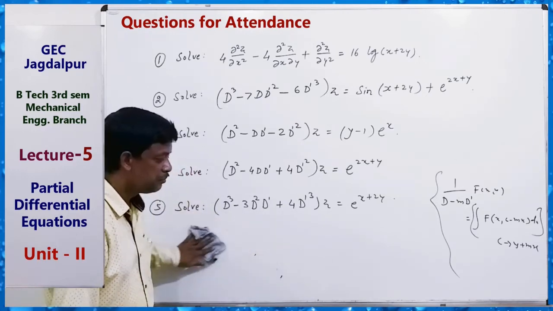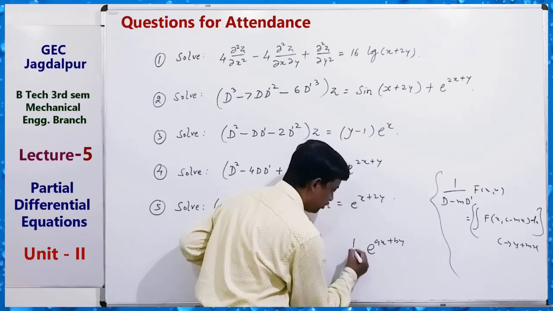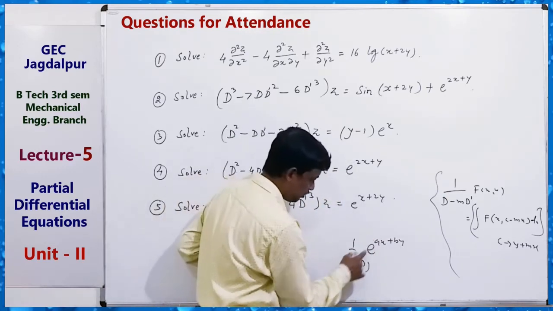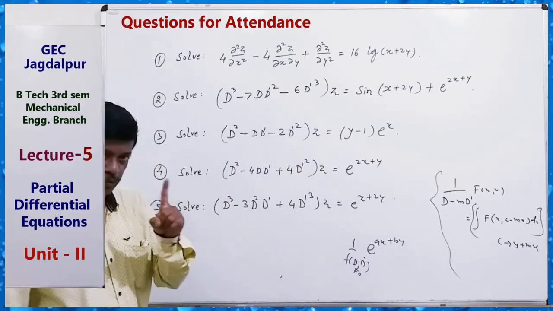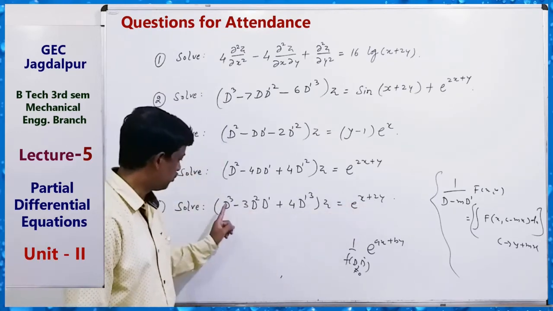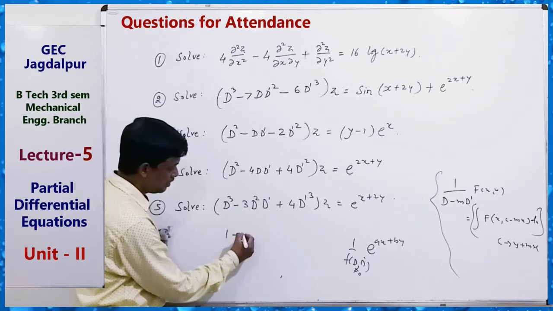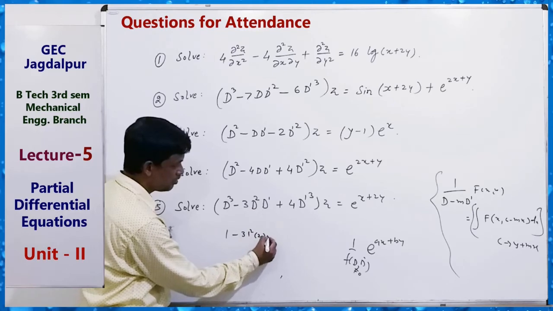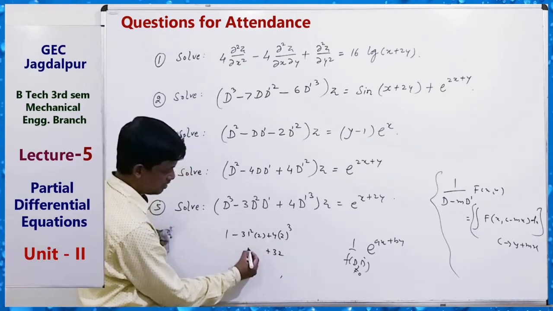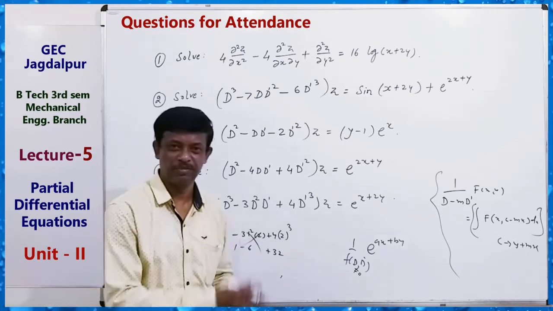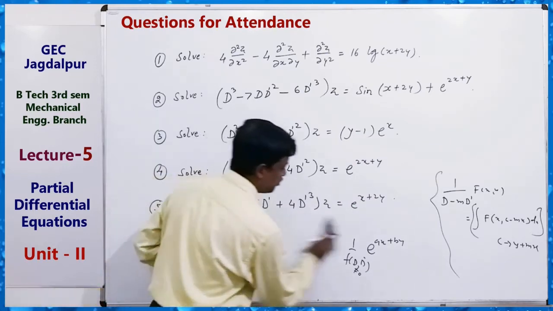Okay, now PI. PI can be found by using the rule. We know for e to the power (ax plus by), f(D, D dash): if we put a for D and b for D dash, and this is not equal to 0, then you can put the value and keep the function as it is. Here a is 1, b is 2. So we get 1 minus 3 times 1 square, D dash means 2, plus 4 times 2 cube, which is 8, so 32, giving 6, which is not 0. So use the formula, put the value, and keep the function as it is. You can get PI, so CF plus PI will be the required solution.